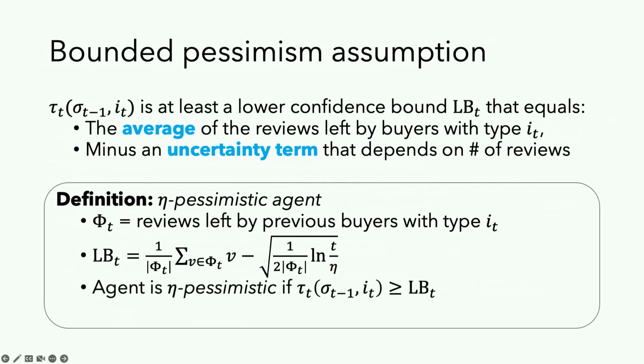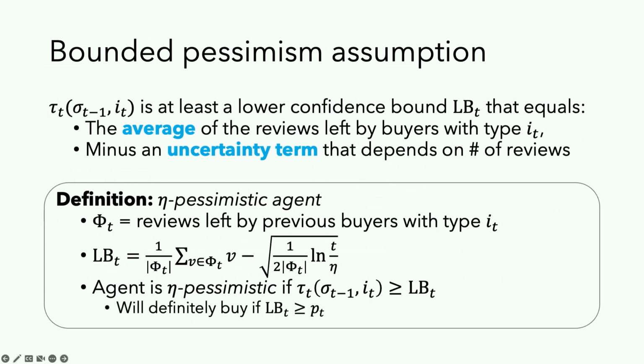And so we're going to finally say an agent is eta-pessimistic if their threshold, which defines whether or not they purchase the item, is at least this lower bound. So this is the restriction we're putting on the agent's purchasing model so that revenue maximization is even possible.